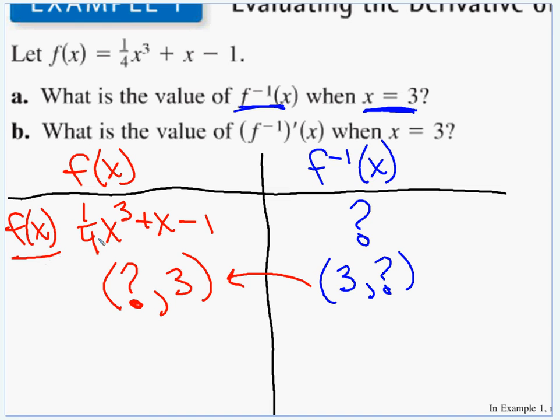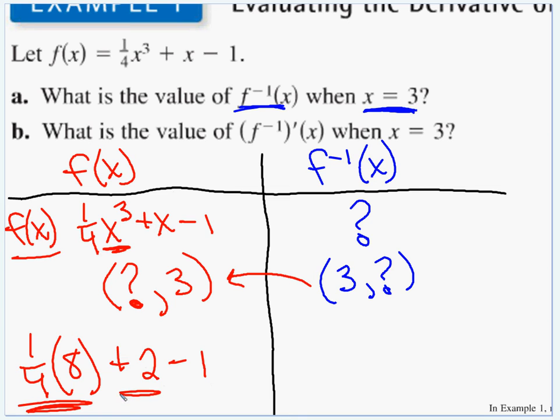If we do f of 0, that would be 0 plus 0 minus 1. That's not the output that we're looking for. What if we tried 2? No, hold on, I messed something up in there. 1/4 times 2 cubed would be 8, and then plus 2, and then minus 1. So 1/4 of 8 is 2, plus 2 more would be 4. 4 minus 1 is 3.